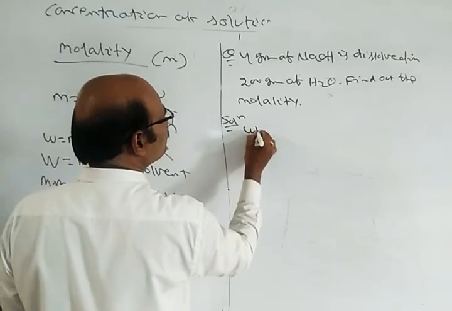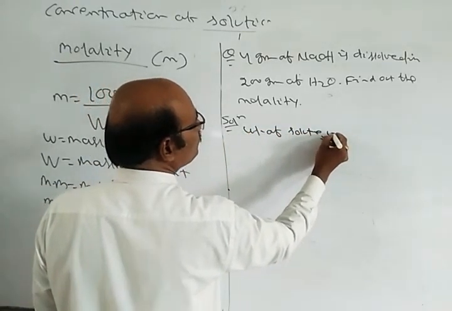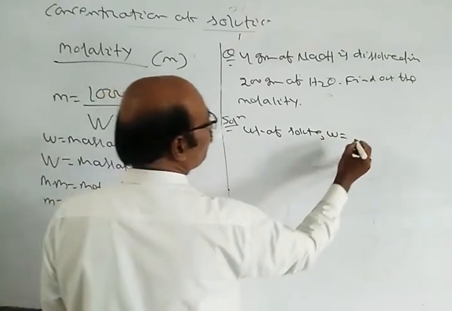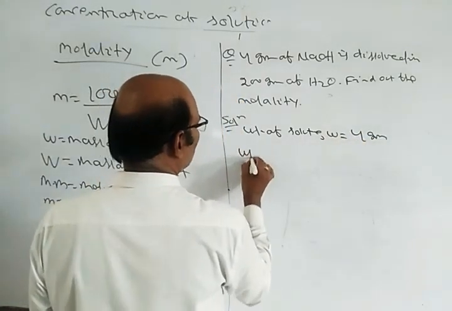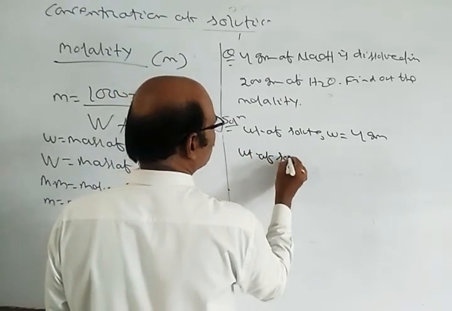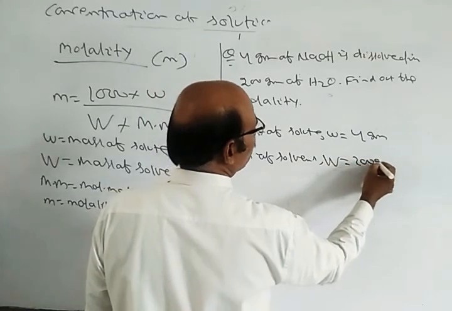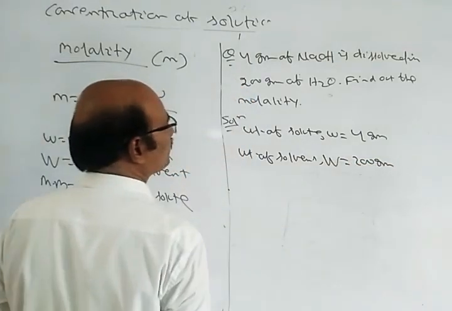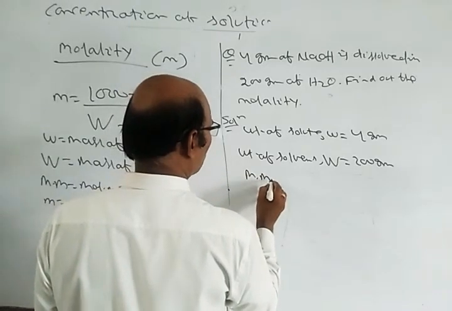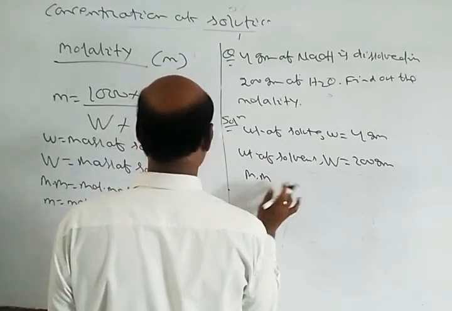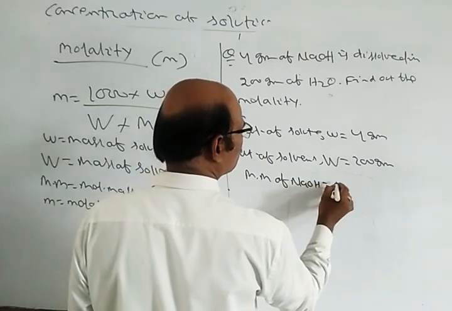You see, weight of solute is equal to how much? 4 gram. Now weight of solvent is equal to what? 200 gram. Now molecular mass of solute, M of NaOH, is equal to how much? 40.